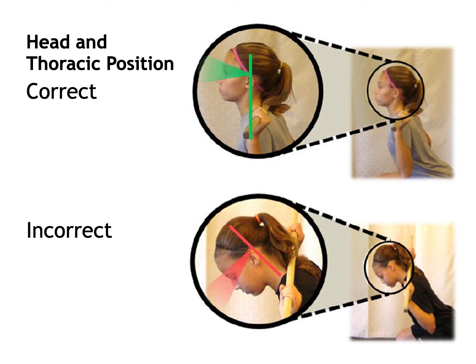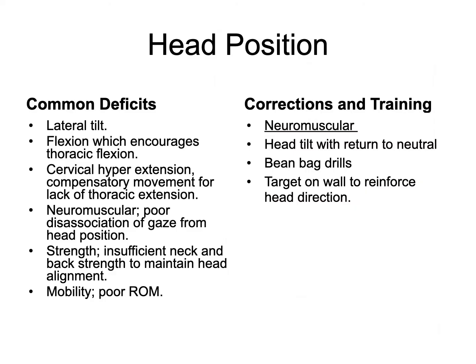So with the technique, you want a neutral position. Simple verbal cues can be telling the person to gaze straight ahead or slightly upwards, and that helps prevent forwards trunk flexion. And then that's a summary of the common deficits that you get.